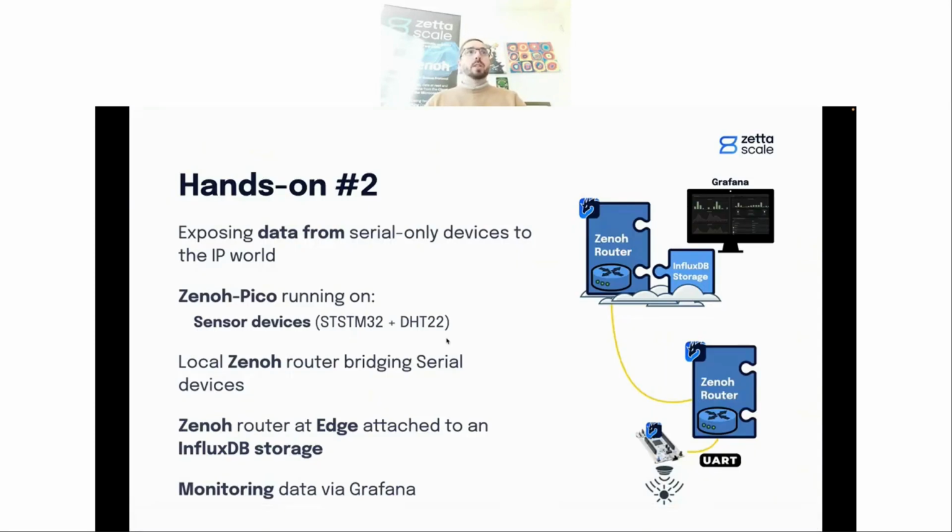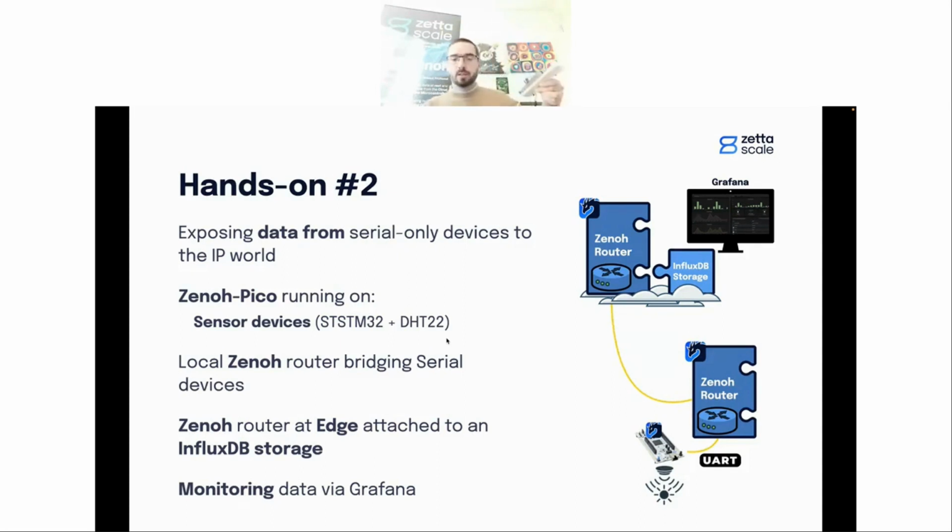So now moving to the second hands-on, and here we are going to expose data. Basically, here we want to showcase that you can bridge different communication technologies with Zenoh. Okay, so in this case, we are going to have a serial-only device that is exposing information to the IP world. So we have here this STM32 that is going to be running Mbed OS, and it is equipped with a DHT22, which is basically a humidity and temperature sensor.